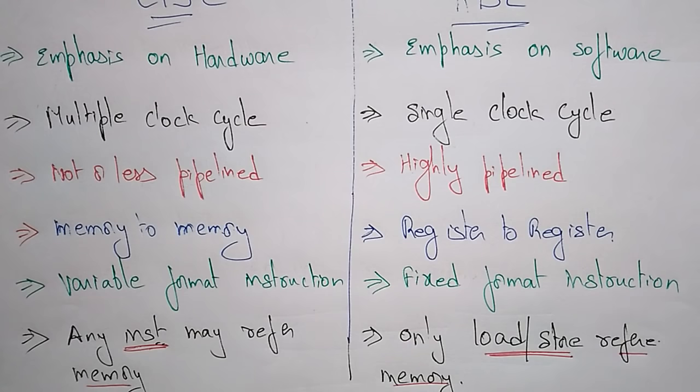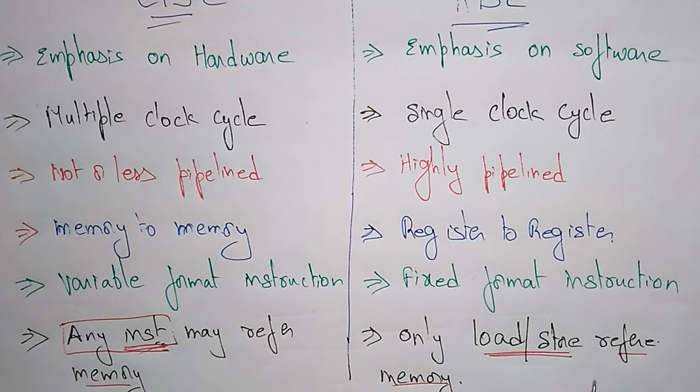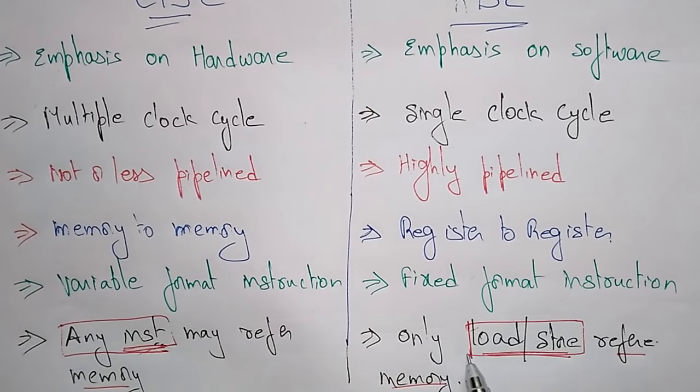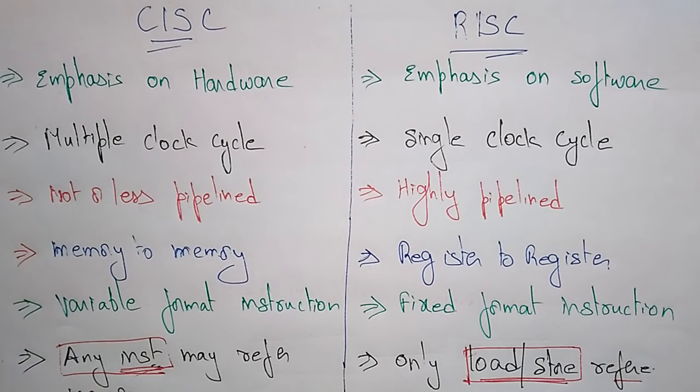For referring memory, CISC takes any instruction, whereas RISC takes only load or store instructions to refer the memory. So these are the differences between the CISC and RISC processor.